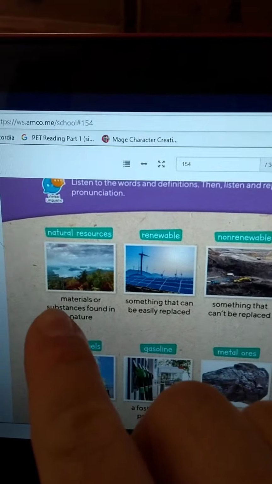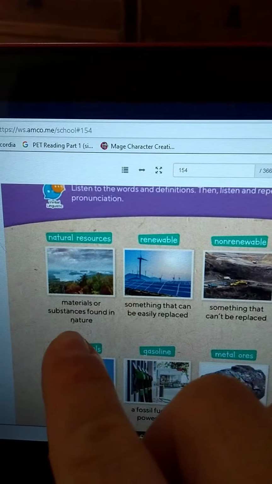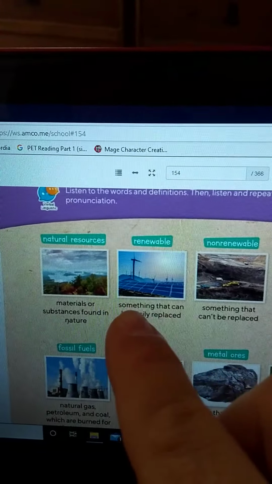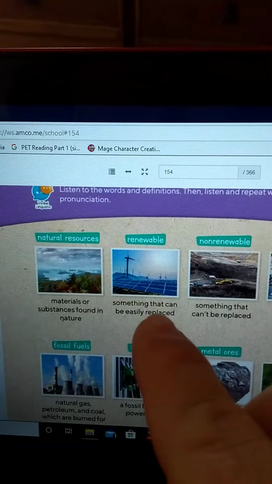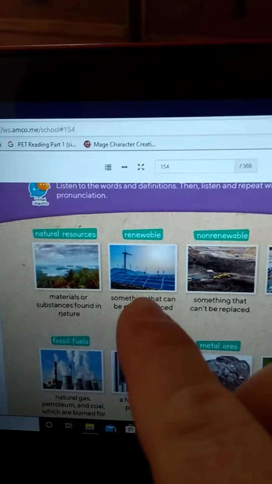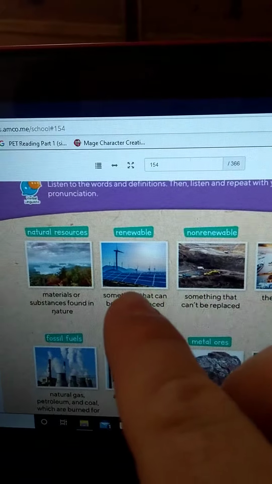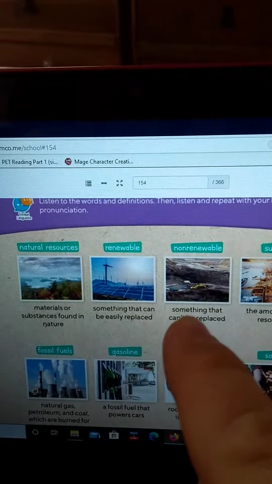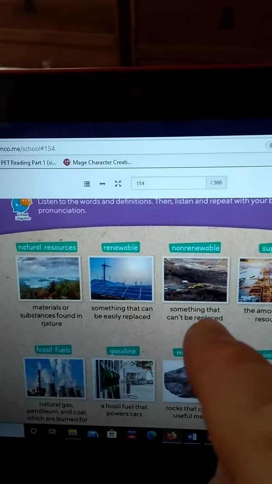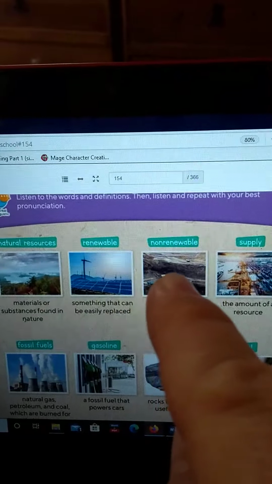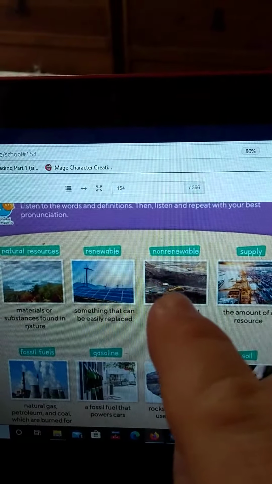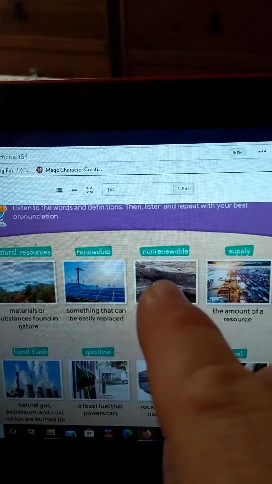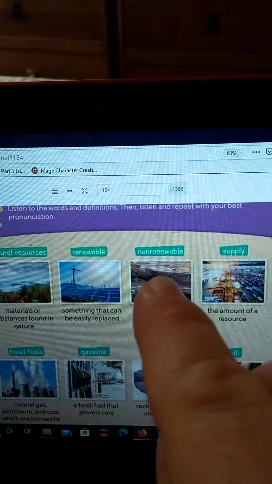Natural resources, materials or substances found in nature, like trees, earth, water. Renewable, something that can be easily replaced. For example, can you replace a tree? Okay, maybe you can plant one or two more. Can you replace the water? How? Non-renewable, something that can't be replaced. So, once you use the gasoline, it comes from oils from deep down in the earth. So, once you use that one, there is no more because it takes millions of years to make in nature.